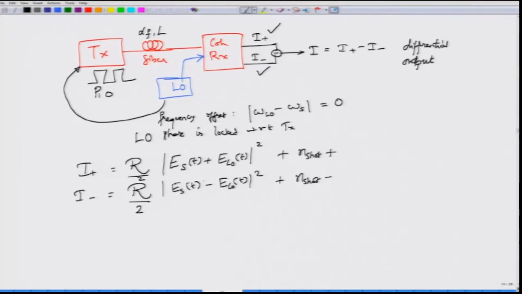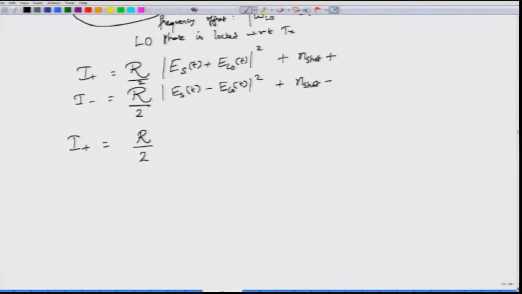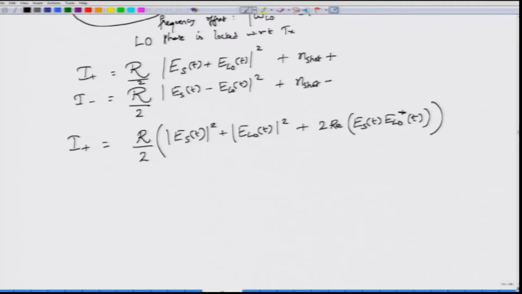To proceed further, let us just evaluate the magnitude square terms. So, consider just I plus for now. I will leave the corresponding expression for I minus as an exercise to you. So, I plus is given by R by 2. Open up this one, you are going to get magnitude square of Es of t plus magnitude square of ELO of t. These are the two average powers that you are going to see with the signal and the local oscillator, plus there is a 2 times real part of Es of t ELO complex conjugate of t, okay. And there is of course the shot noise term that we are going to anyway have.